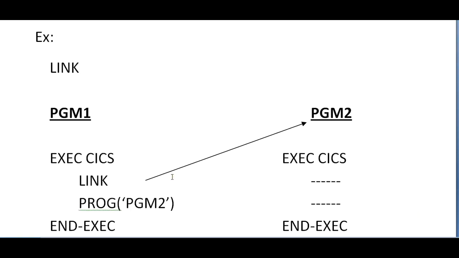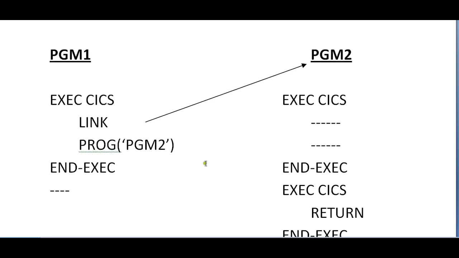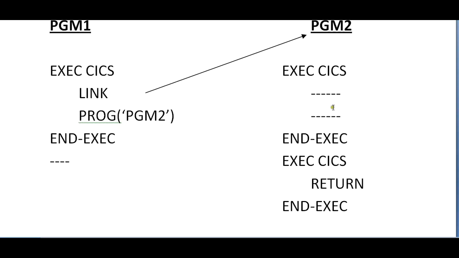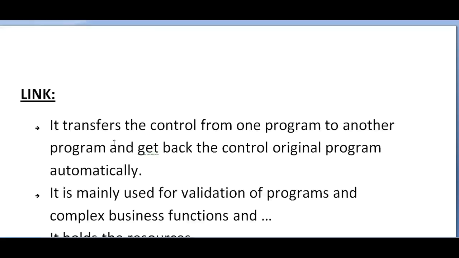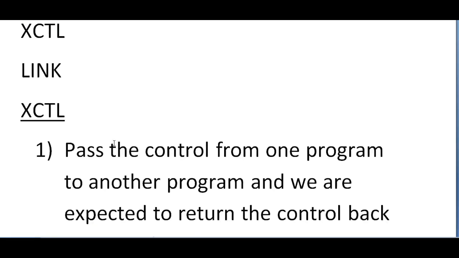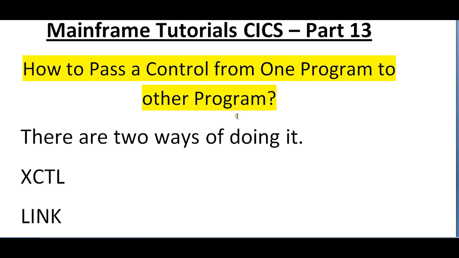So this would be the example of link, program 1 and program 2. EXEC CICS LINK PROGRAM. You are trying to link from program 1 to program 2, and this is the code you have to write. There might be business logic over here, and once the business logic is calculated and completed, the control will return back to the original program. So this is the basic difference: link will hold the resources, whereas XCTL will not hold the resources. This is about the theoretical part of how to pass a control from one program to another program.